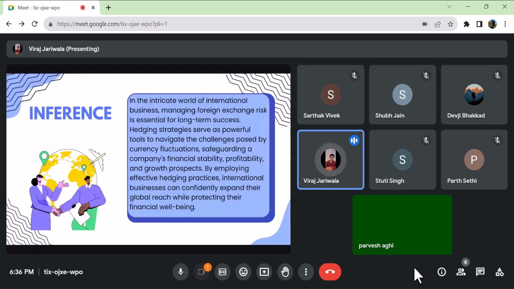So, in the dynamic realm of international business, adept management of foreign exchange risk is imperative for sustained success. Employing robust hedging strategies becomes a crucial tool to navigate currency fluctuation, ensuring financial stability, profitability, and growth of the company. There are a few cases of companies which use hedging techniques.